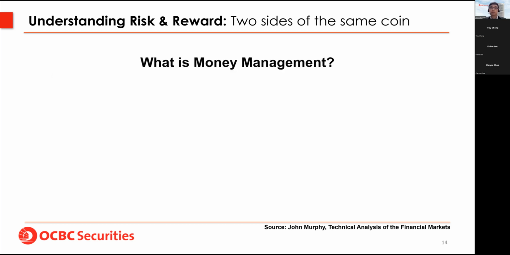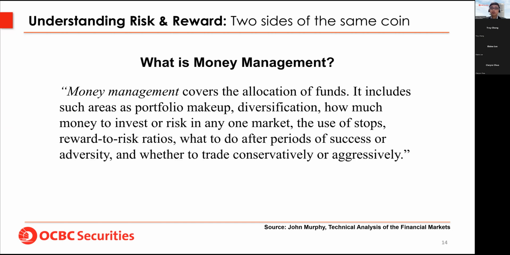So first up, what is money management? The definition given by John Murphy is that money management covers the allocation of funds. It includes things like portfolio makeup, diversification, how much to invest, risk and reward ratios, the use of stops, as well as what to do after periods of success or adversity, whether you are trading aggressively or conservatively. That is quite a mouthful, but the principles behind money management are really about how to allocate your funds and what considerations you have when making such decisions.